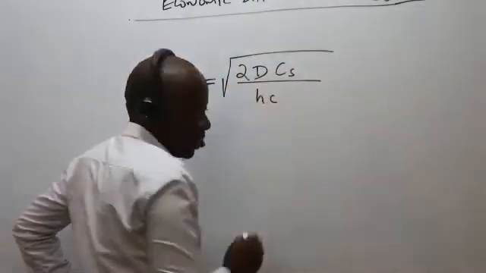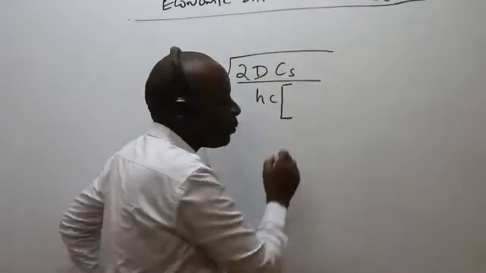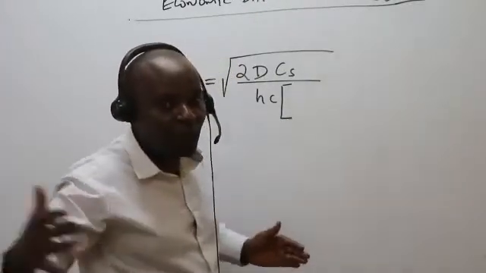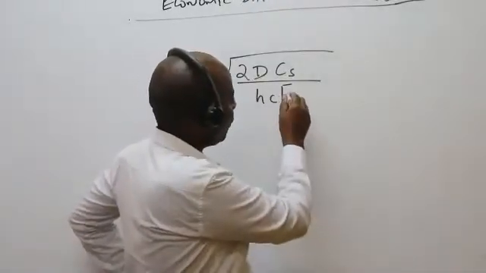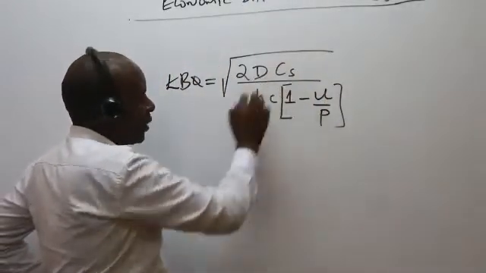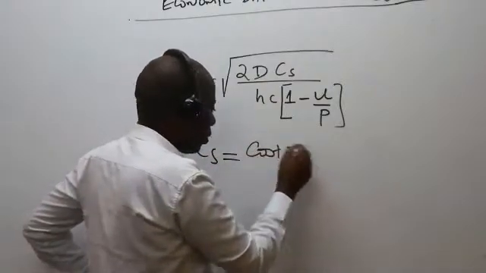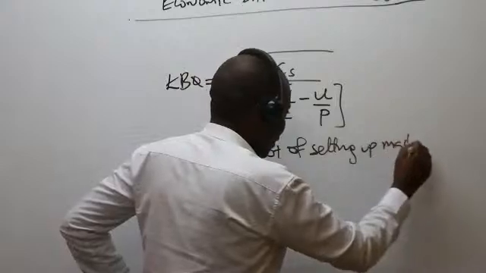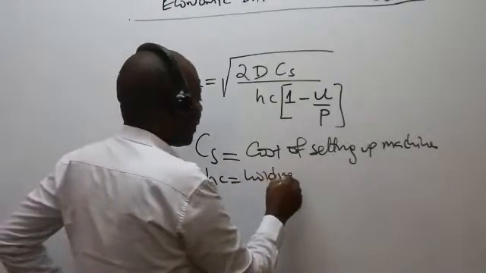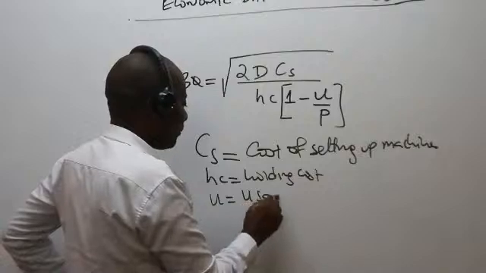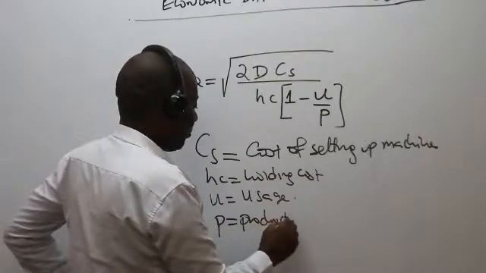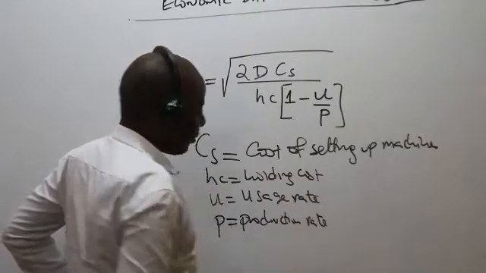2DCS all over HC. But remember that this HC has to be multiplied by some reduction factor, because, ladies and gentlemen, as we produce these bolts, of course, on the other side, we are utilizing them. So in this case here, the reduction factor will be 1 minus U over P. So instead of saying 2DCO, now we are talking of CS. So CS, ladies and gentlemen, here stands for cost of setting up machines. Of course, the HC will be holding cost. U will be usage. And in this case here, P will be the production rate. This usage rate, production rate.